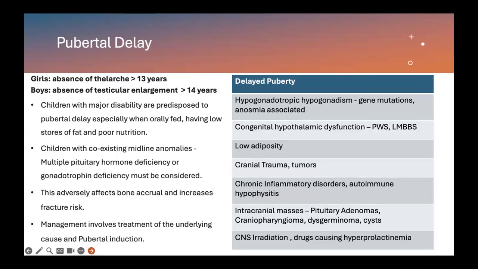The management of pubertal delay now involves treating the underlying cause and pubertal induction using estrogen in girls and testosterone in boys.